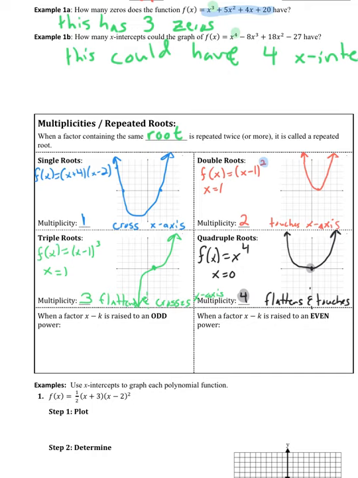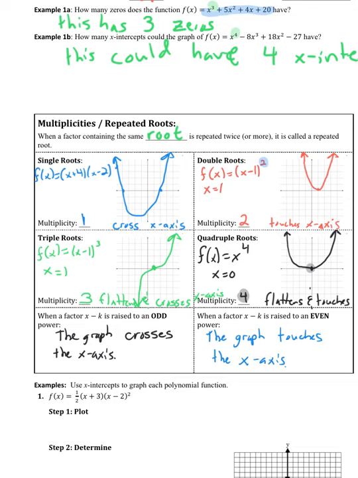Okay, so with factors, when a factor of x minus k is raised to an odd power, the graph crosses the x-axis. Versus when it's raised to an even power, the graph touches the x-axis but doesn't cross. That's the difference between an odd power and an even power. So higher powers will also flatten as they cross the x-intercept, as they cross the x-axis.